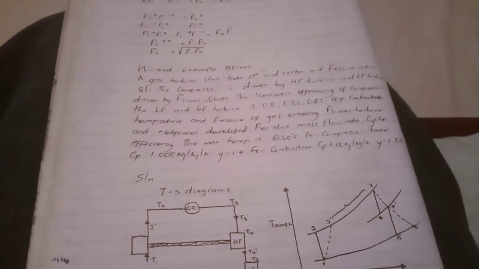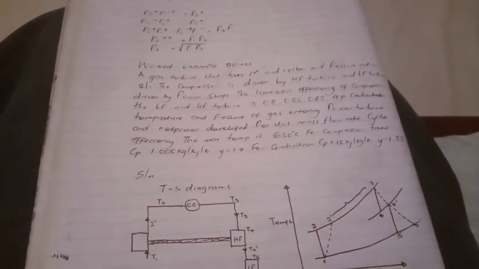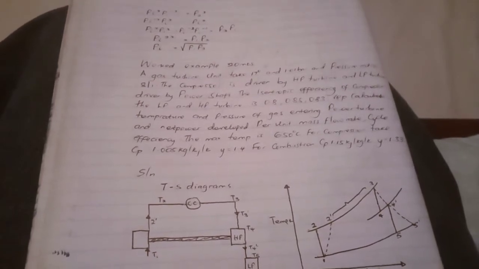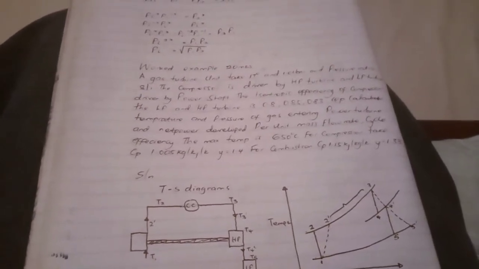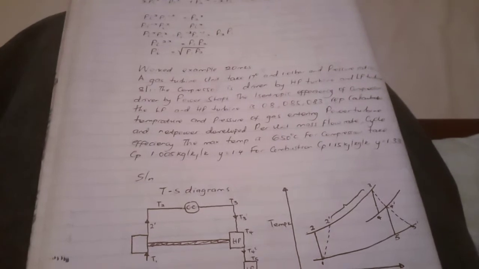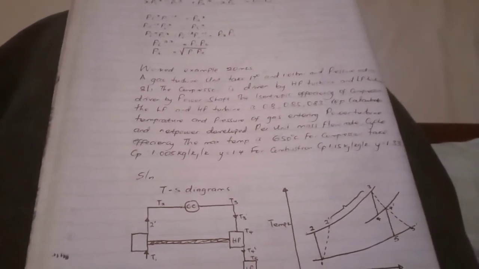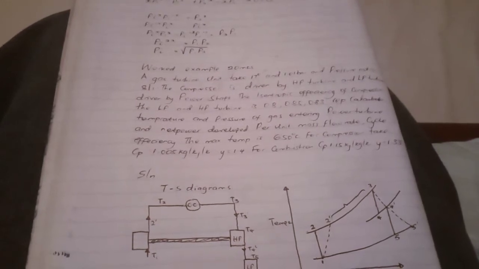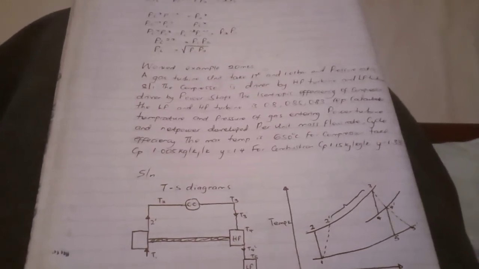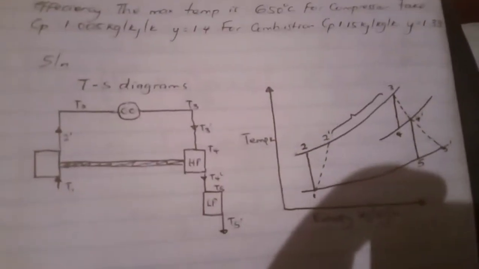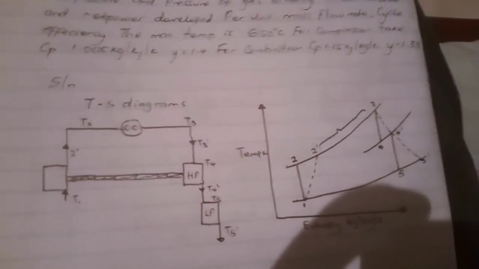For compression, take Cp equals 1.005 kilojoules per kg per Kelvin, and gamma equals 1.4, the compression index. For combustion, Cp equals 1.15 kilojoules per kg per Kelvin, and the combustion index is 1.13. First of all, the first thing you need to do is to draw the TS diagram.